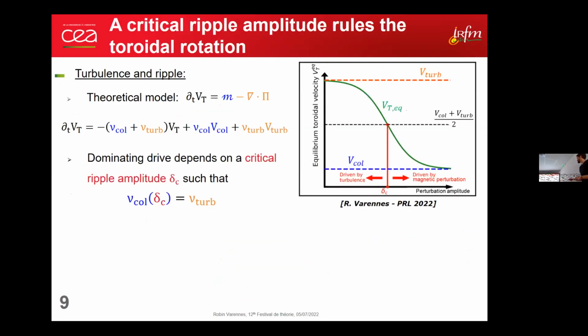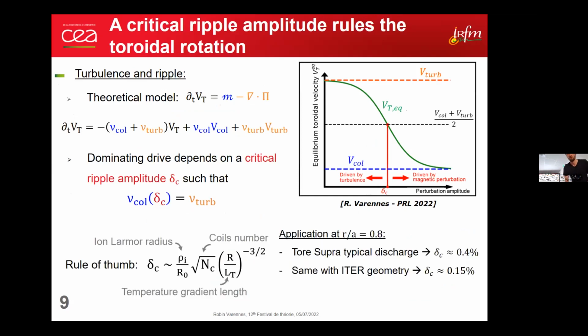So we can define a critical ripple amplitude, and just before going into the simulation stuff to see if this model actually means something, I will show you a scaling that we can obtain pretty easily for this value. We can basically derive it to obtain the critical ripple amplitude. So it takes this scaling, where you have different values here. It depends on the coils number, which makes sense because ripple is due to the finite number of coils. But you can see that it has a really weak scaling, a square root here, which means the number of coils does not severely impact this criterion.